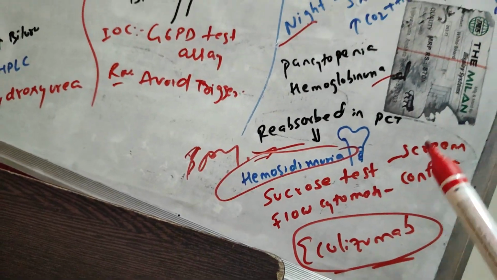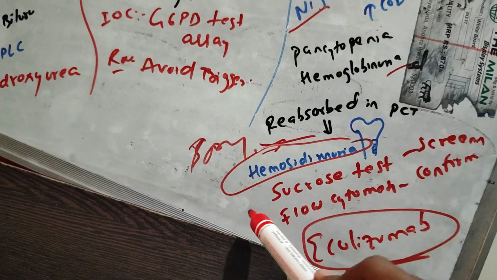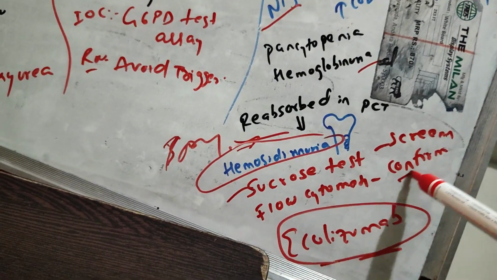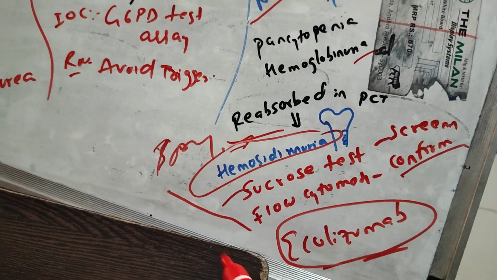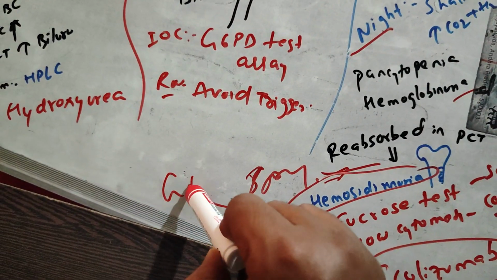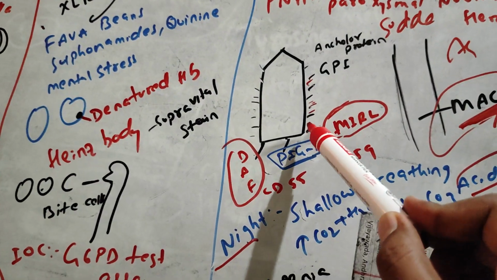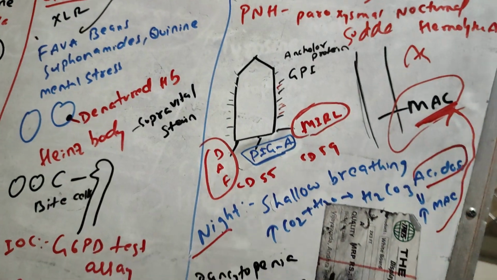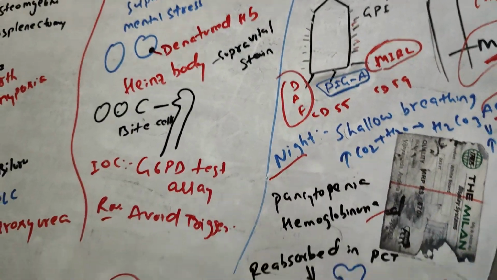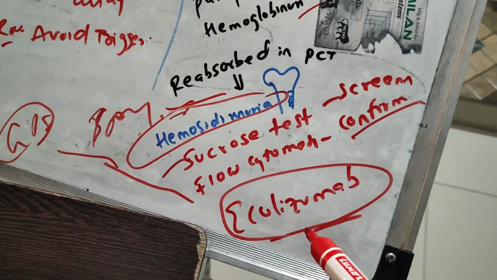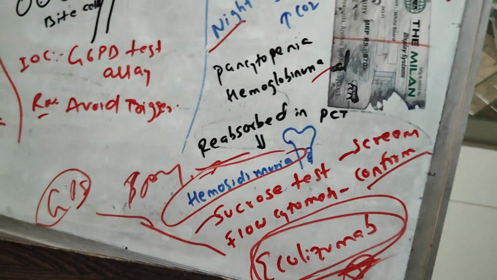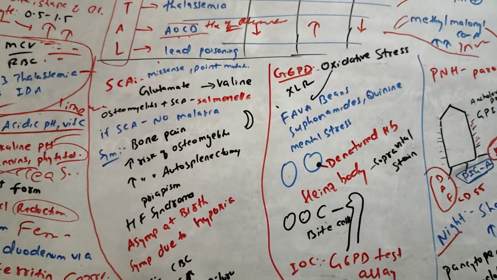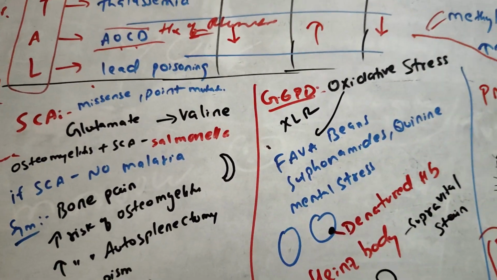Okay, now. For this one, for the screening test, we will do the sucrose test, and for the confirmatory test, we will do flow cytometry. In flow cytometry, we will see the GPI. See, these are the anchor proteins. If there is no GPI, it means the deficiency. Easy to find now. What is the drug of choice? Eculizumab. Got it?